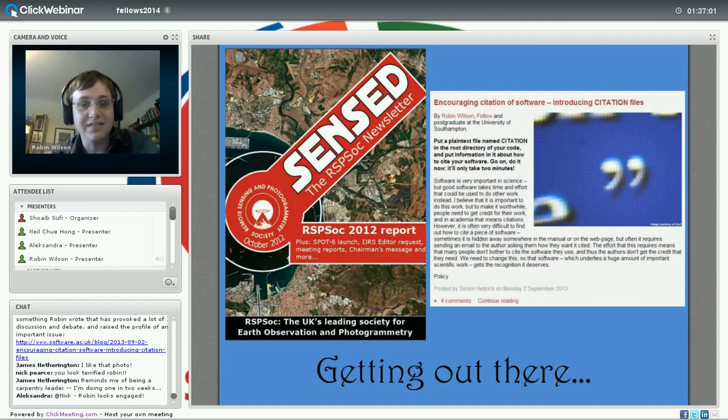Before I started this year, in fact, I was the editor of the national magazine for RSPSOC, this national society for my field, called SENSE, which you can see a cover of on the left here. And so I managed to get a number of bits to do with software and software sustainability into SENSE this year, including an interview with the Software Sustainability Institute's publicity officer, which went down quite well in the field.